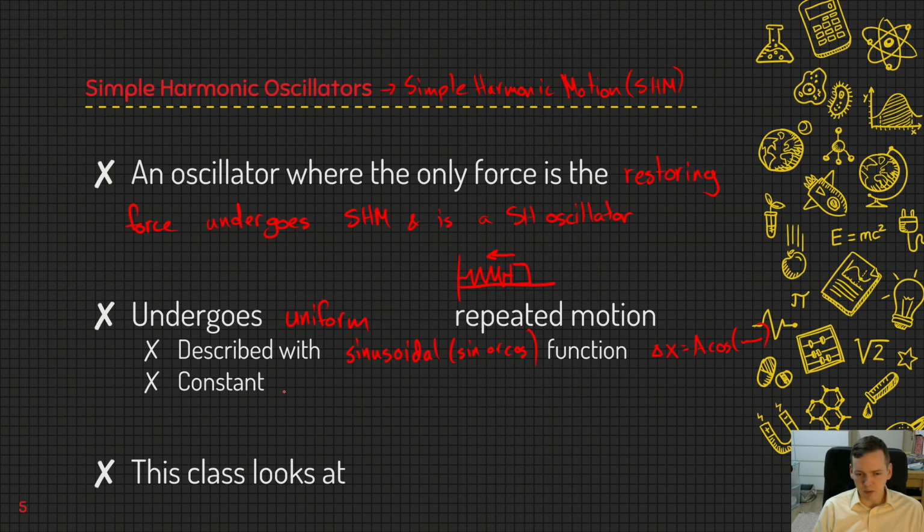In simple harmonic motion, you have a constant max amplitude, you have a constant frequency, and you have a constant period. So all of those are the same. They don't change no matter how many times you go through it. In this class, we're going to specifically look at springs and pendulums and the motion that's going on there. So the next two videos will look at that. If you have any questions, let me know.